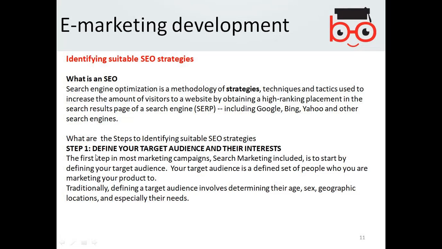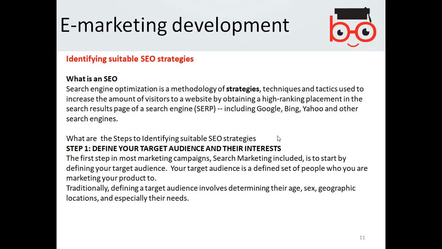Step 1 is to define your target audience and their interests. If you know who your intended audience is and what their interests are, that is the first step towards search engine optimization. If you know their interests, then you can put useful information for them. If you don't know their interests, then you are not good at that.